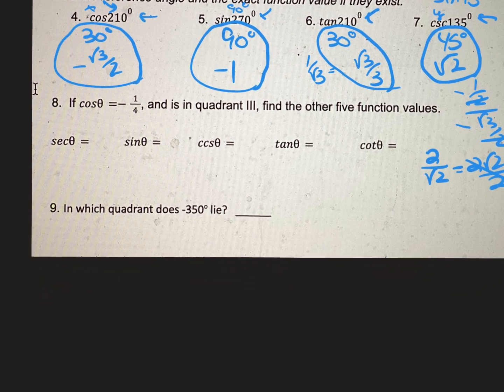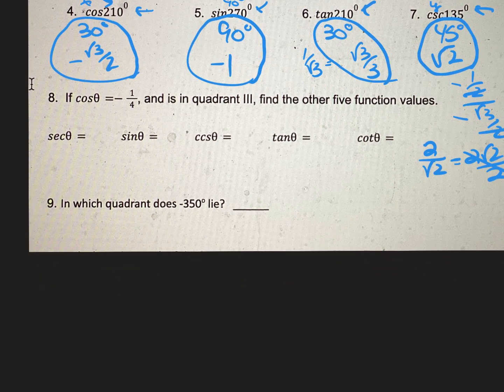Number 8, cosine is -1/4 in quadrant 3. Find the other values. Let me change colors here so you won't get confused. First of all, secant is just the reciprocal, so I'm going -4. This is where we need to remember what cosine is. Cosine is x over r. So what they gave me in that problem right there, they gave me the x, which is -1, and the r, which is 4.